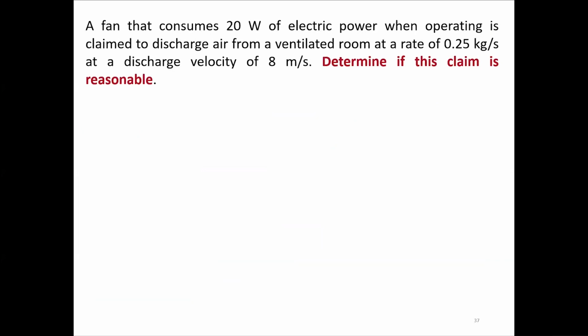It says that a fan consumes 20 watt of electric power. So this is the electricity that the fan is consuming when it is to discharge air from a ventilated room at a rate of 0.25 kg per second. The velocity of the air at which it is being discharged is 8 meters per second. We have to determine whether this claim is reasonable or not. This is what we have to do.